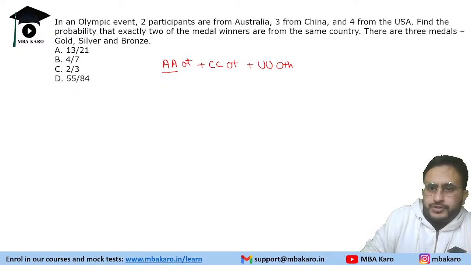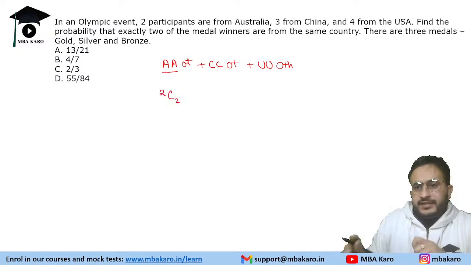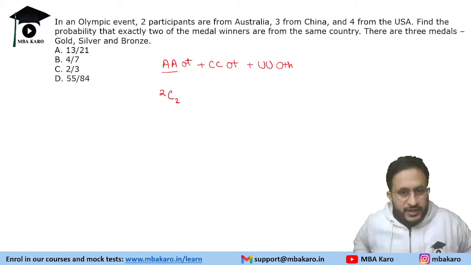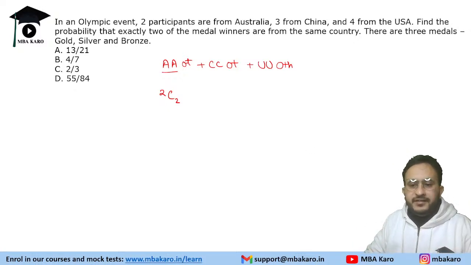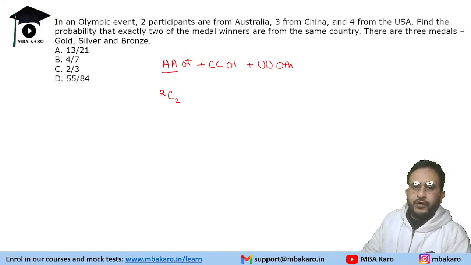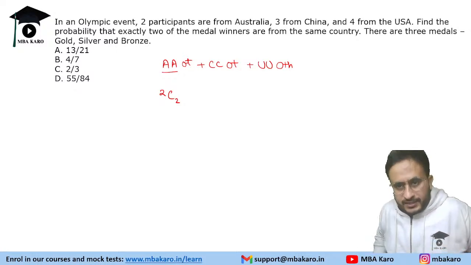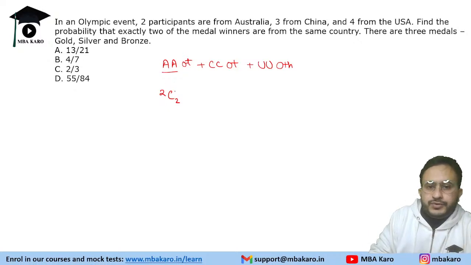So 2 from Australia, that means 2C2. We just have to select these people. We do not have to arrange. Their arrangement is not involved because we just have to tell that they are medal winners. The order is not important here. Order would be important if gold should be this, silver should be that. Nothing is mentioned. We just have to select these people. So we need to take 2C2.